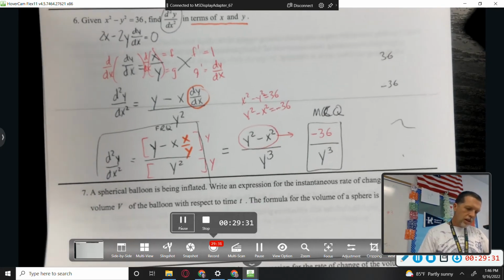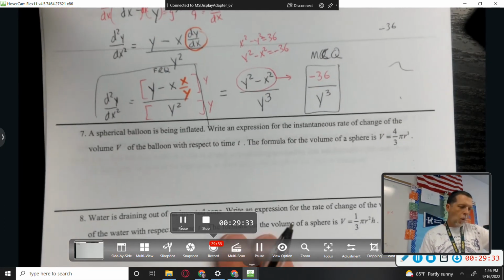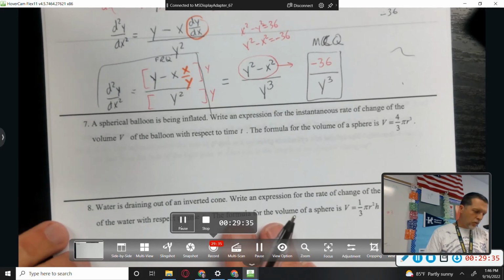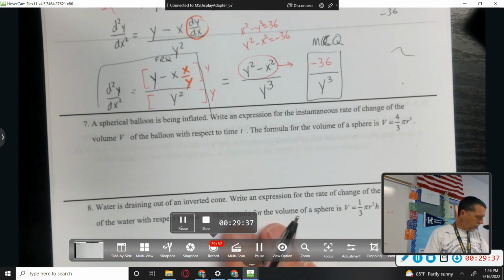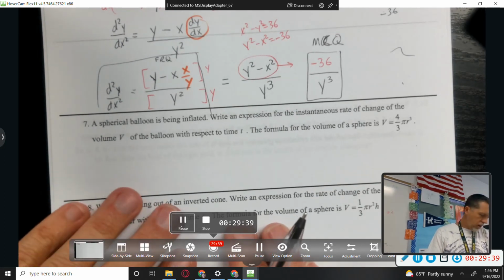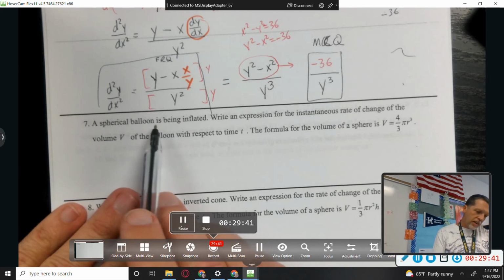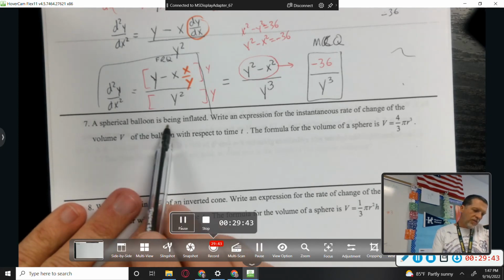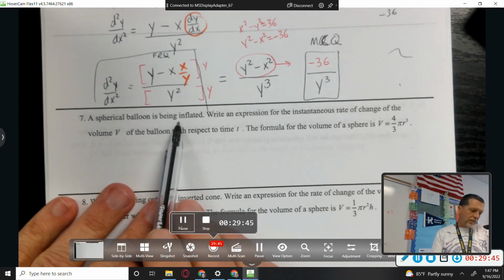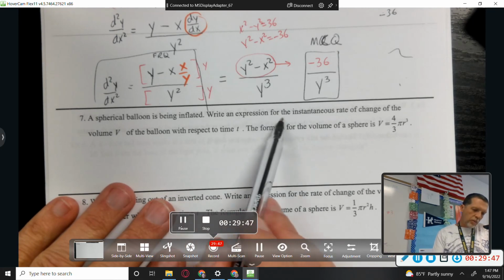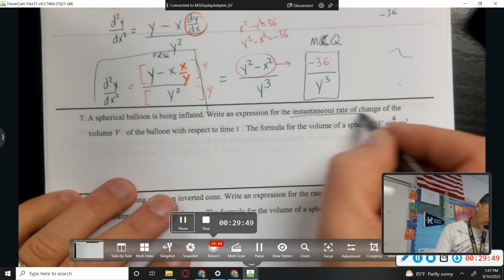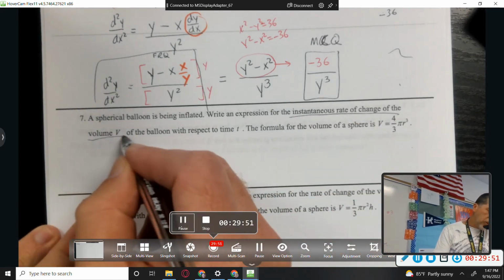Let's do one more. Yeah, let's just do one more, because this creeps into what we'll do next week. Number 7. A spherical balloon is being inflated. Write an expression for the instantaneous rate of change of volume with respect to t.